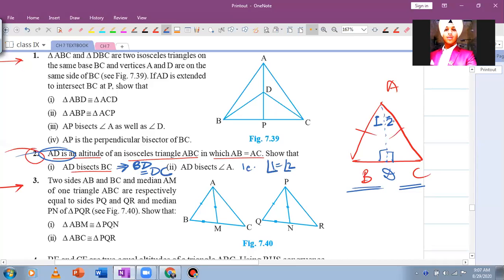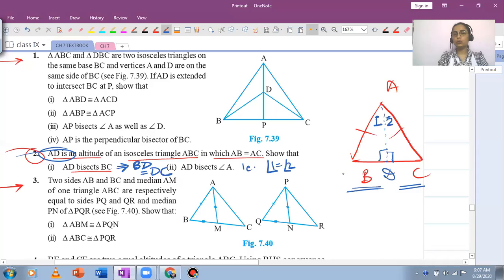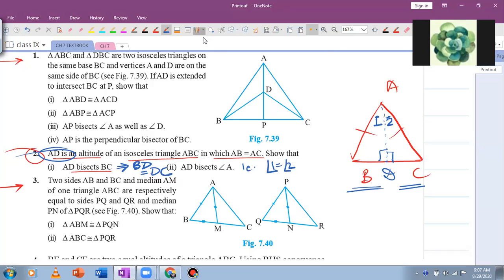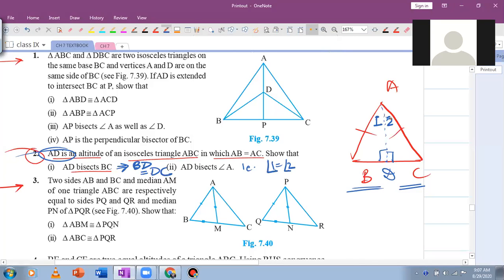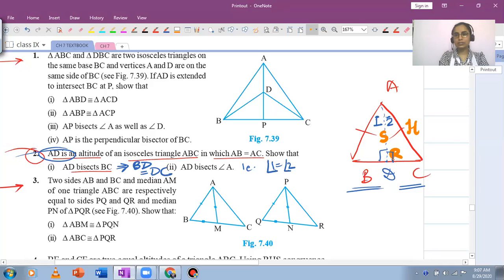Yes, ma'am. Which rule will be applicable here? AAS. RHS. We have a right angle, we have the common hypotenuse side, and we have the common side, right? Yeah, the RHS rule will be applicable and the two triangles will be congruent, and simply by CPCT you're going to get the required results.